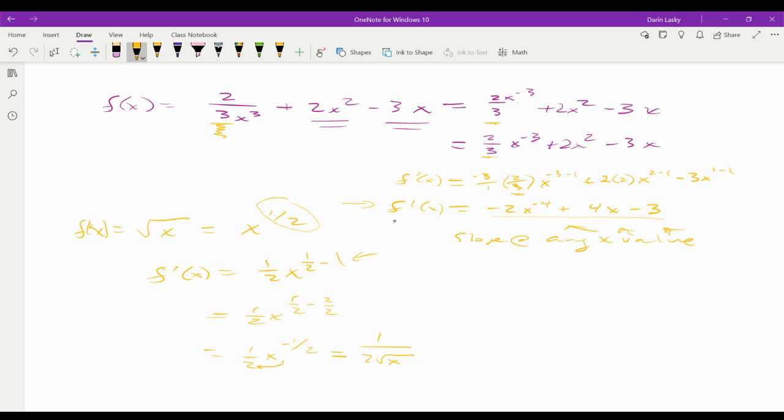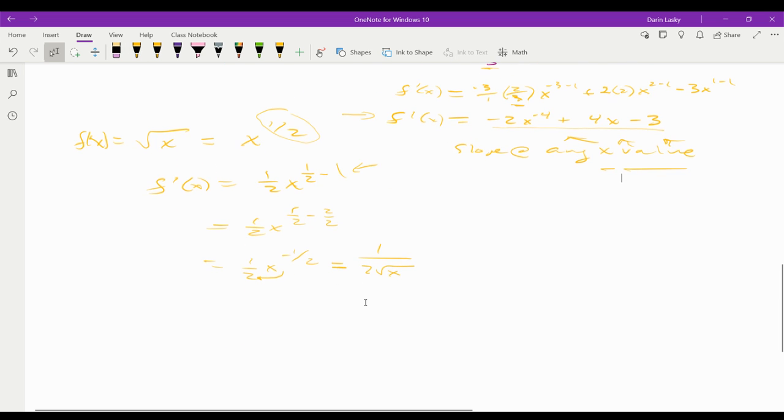And don't forget at the end to plug in your value at any specific point. A good way to remember this is to say slope at point x, y, whichever that is, is equal to whatever your slope is that you find. Okay, that's a real good way to write it.